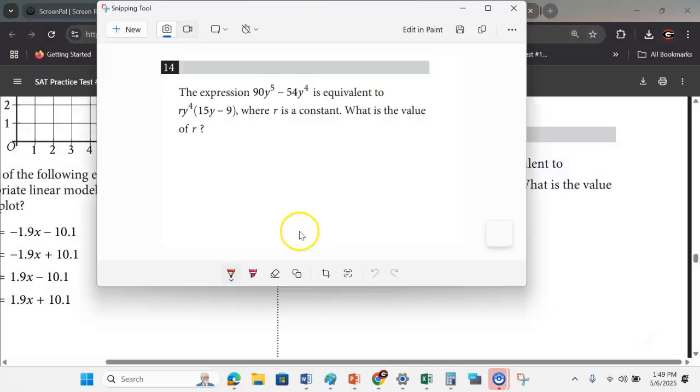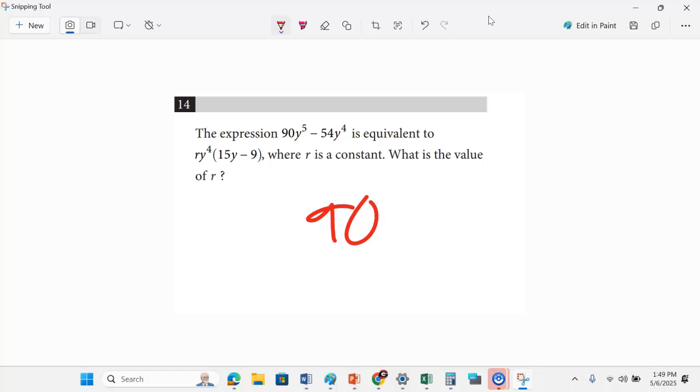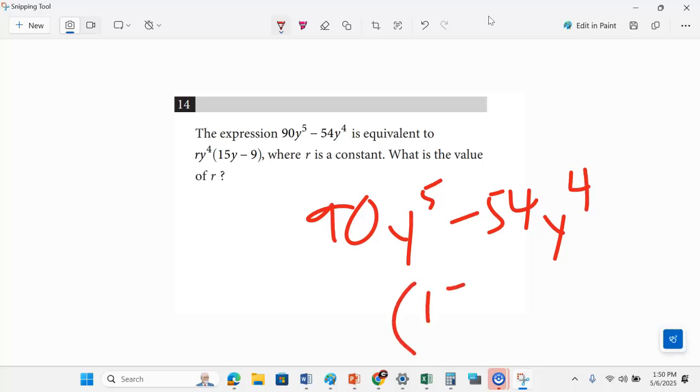Okay, so if I were to factor this out, 90y to the fifth minus 54y to the fourth. Notice they took something out so that there's a 15 here and a 9 there. What did they consistently divide by? Well, they divided by 6, didn't they? And you can go in your calculator to verify. 90 divided by 6 is 15. 54 divided by 6 is 9.